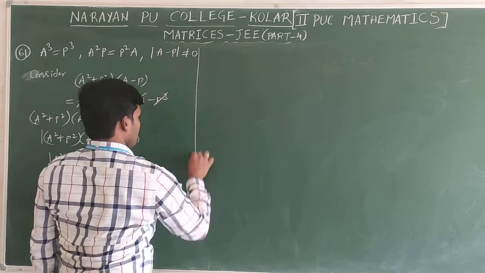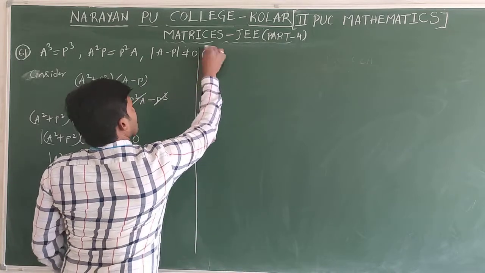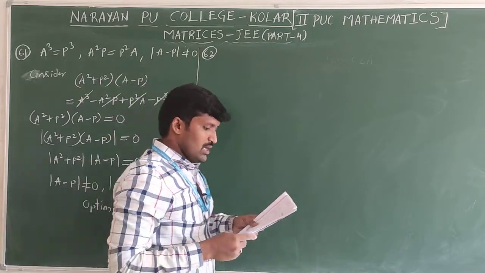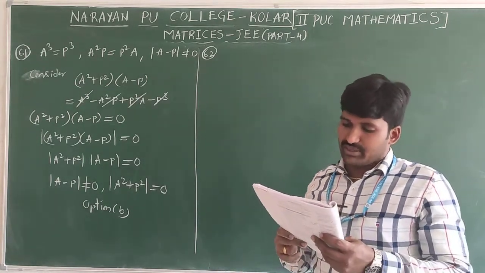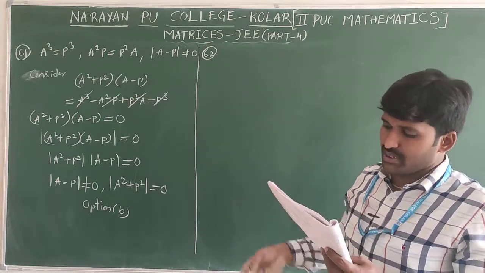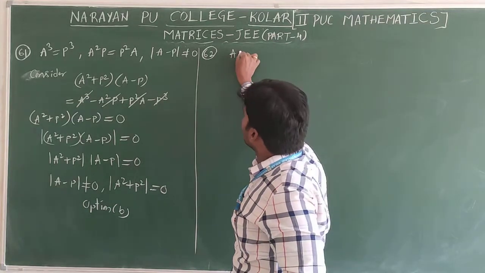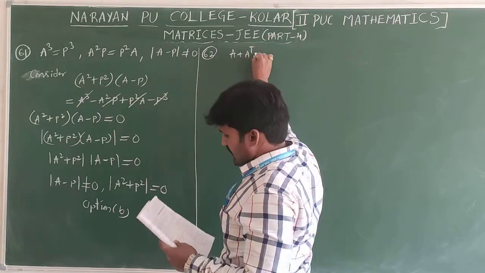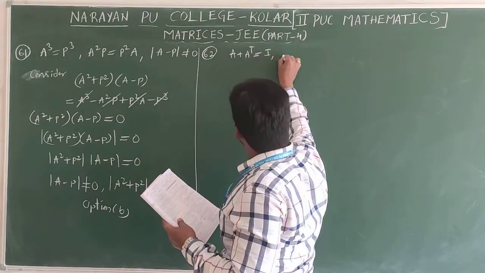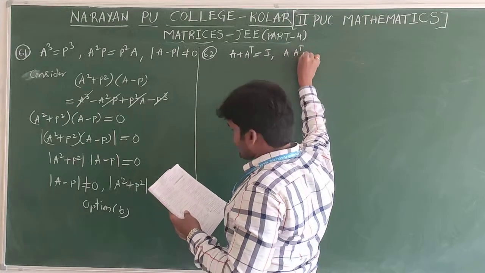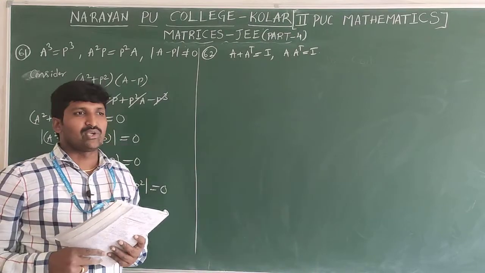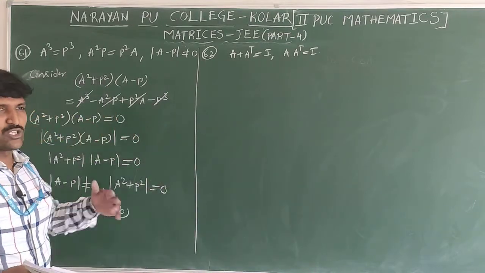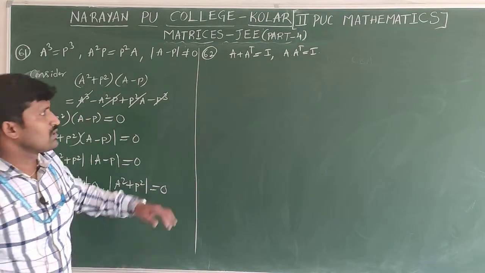Next, question number 62. The number of 2 by 2 matrices A with elements as real numbers satisfying A plus A transpose equal to I, and A into A transpose equal to I. They gave these two equations, and we need to find the number of possible 2 by 2 matrices.